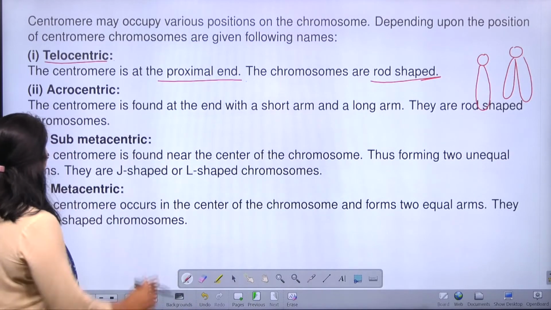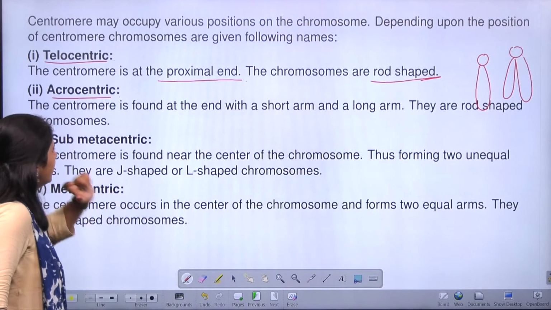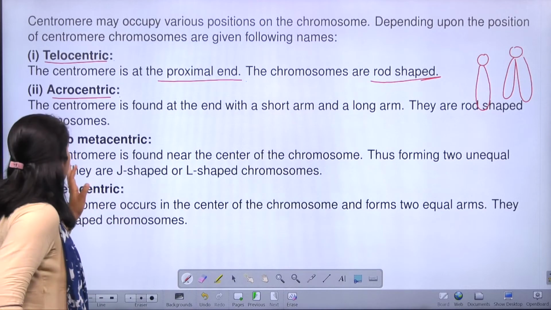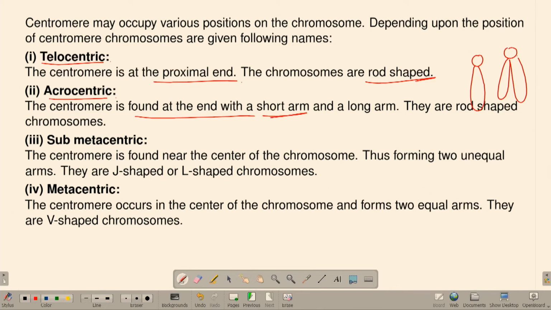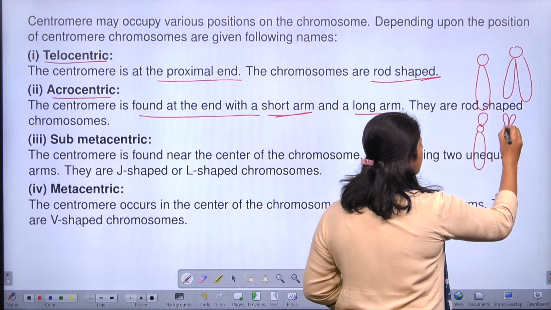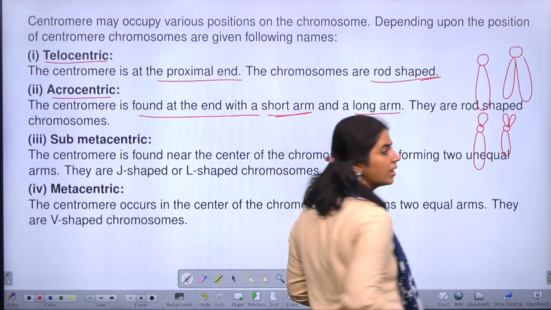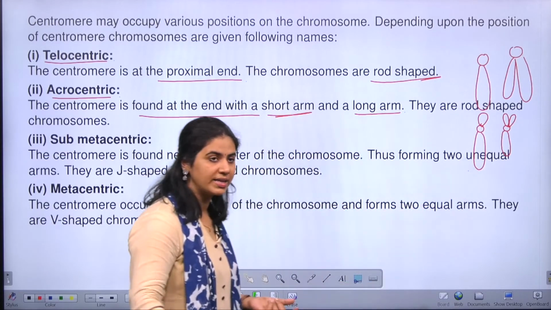Now the second one is acrocentric. What is acrocentric? Acrocentric is somewhat like telocentric, but here the centromere is found near the end, with a short arm and a long arm. If we draw it, it will be like this, or we can draw it like this. This is acrocentric and this also has a rod like structure.